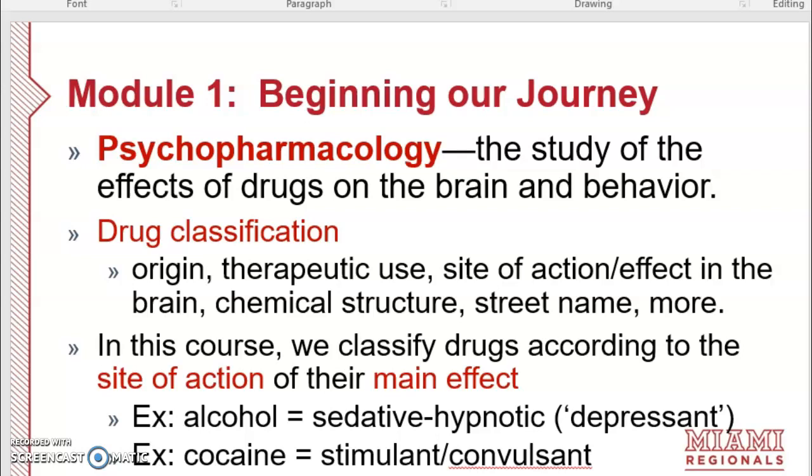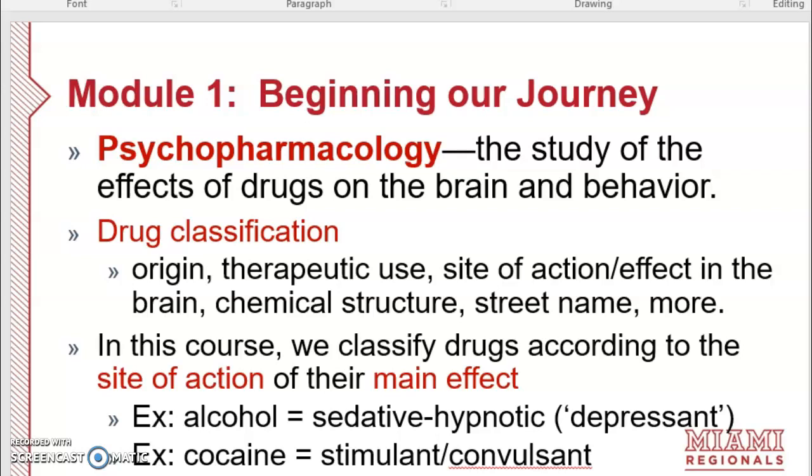I don't know what current street names are, but you may hear things like crack or meth, which are sort of abbreviations for crack cocaine or methamphetamine or crystal meth or ice, those kinds of things. In this class, we're going to classify drugs according to the site of action of their main effect.